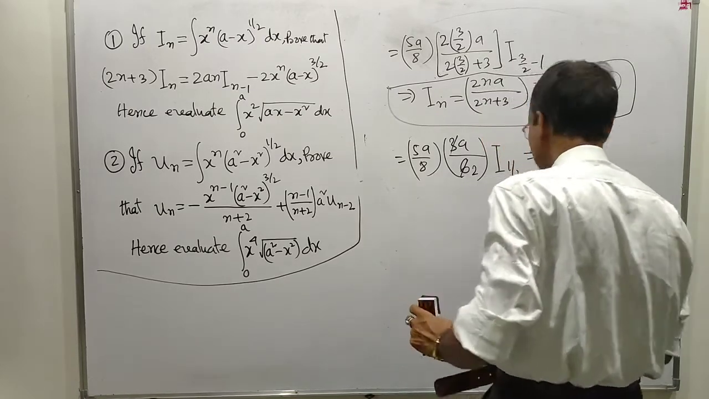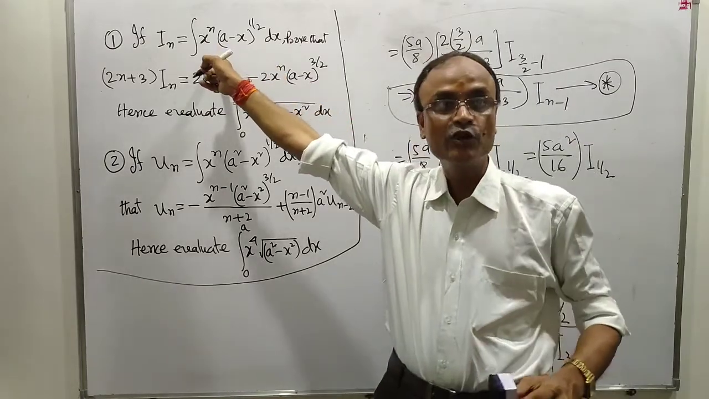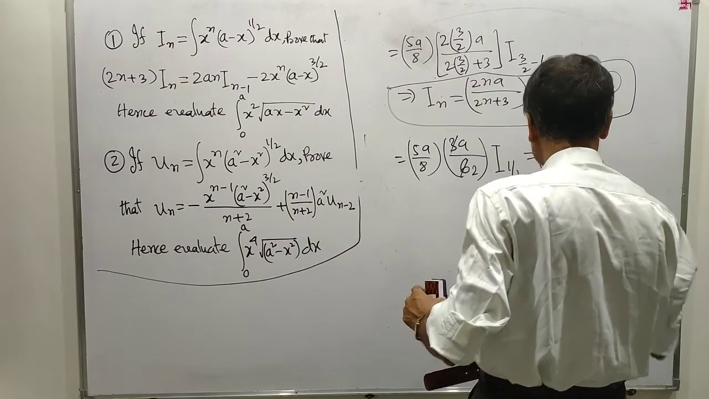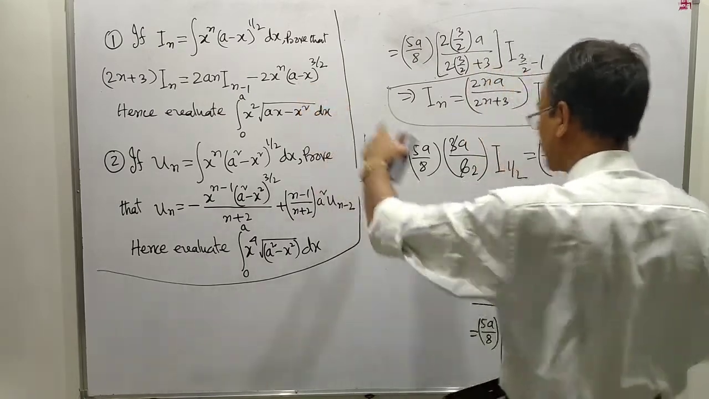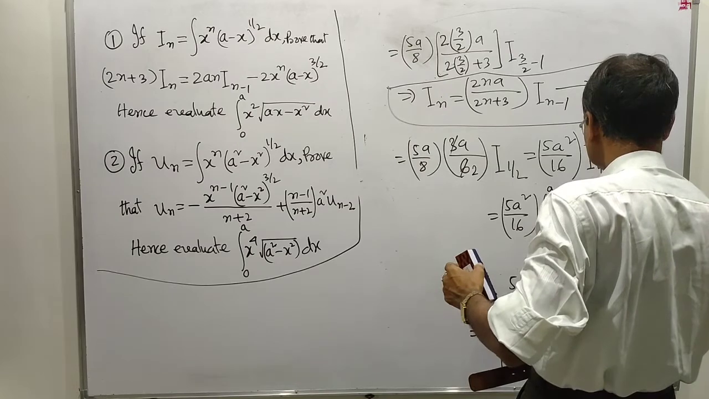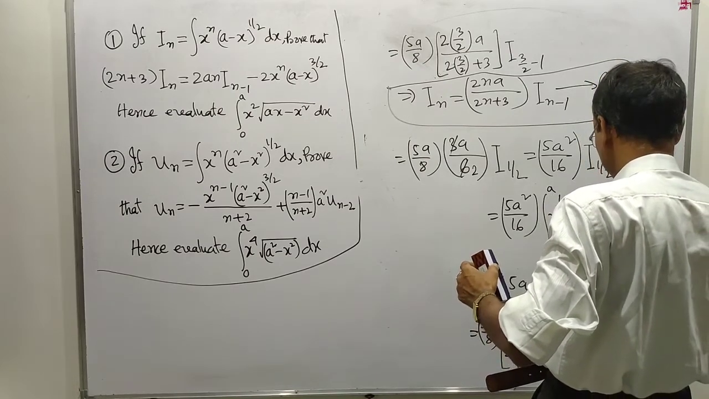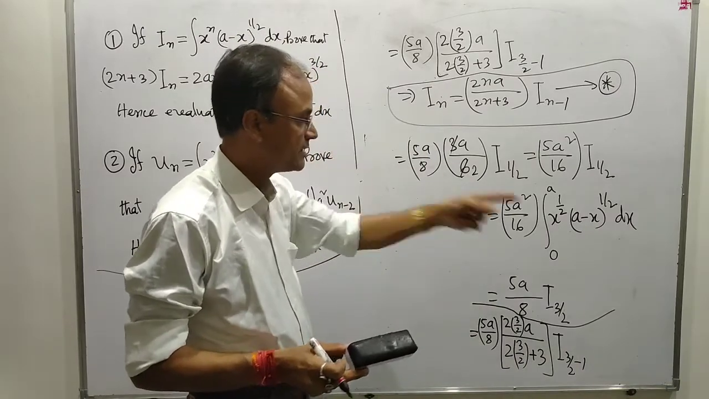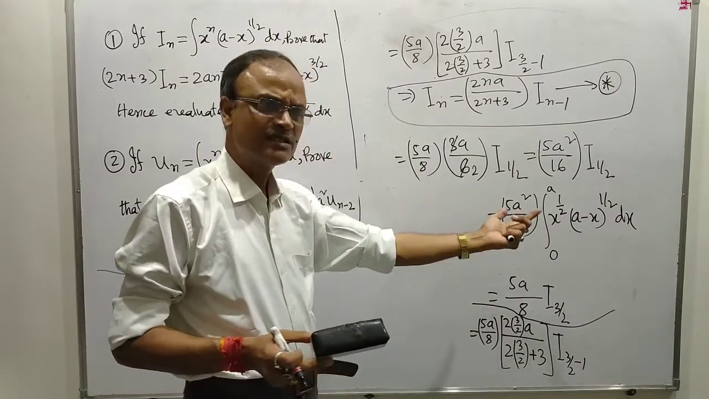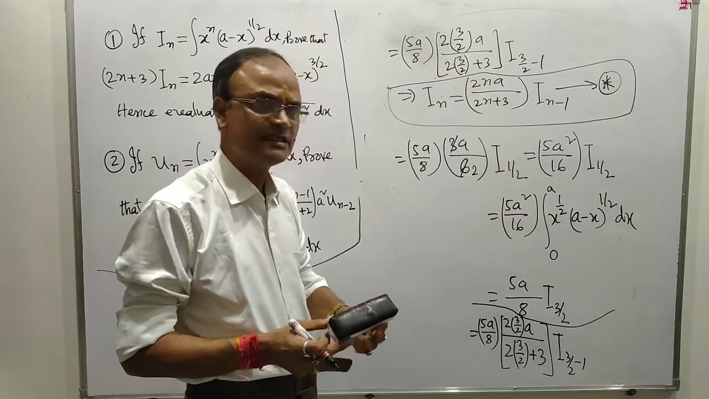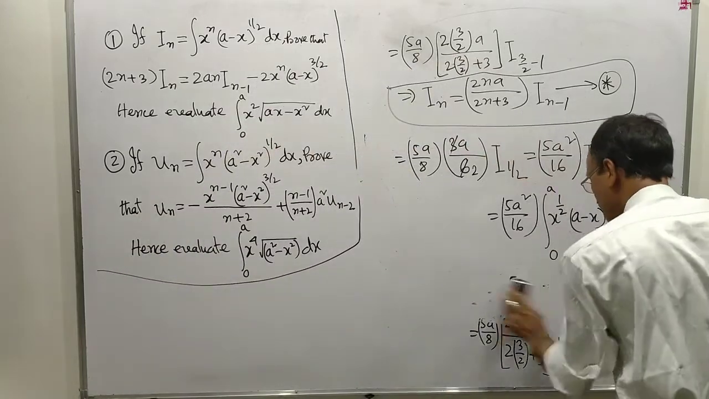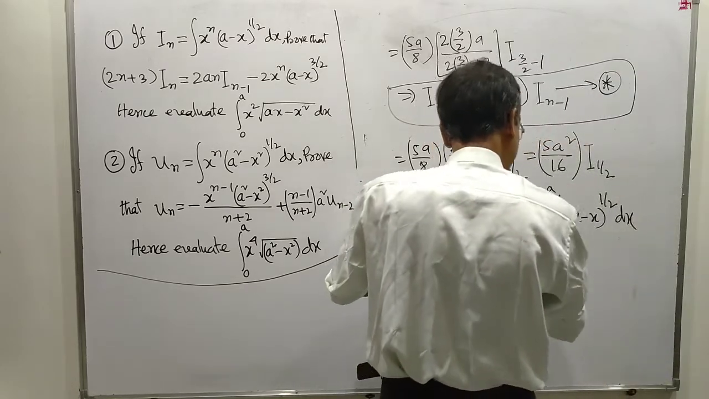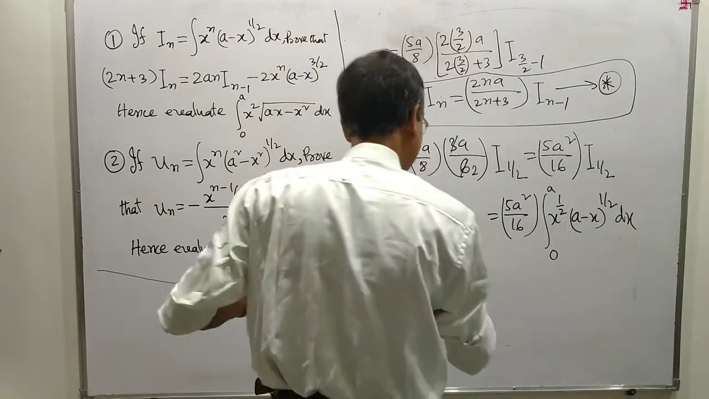integration 0 to a. In place of n, you will have to put half, x to the power half, and a minus x whole to the power 1 by 2. This can be integrated very easily. Now it is the required integral. This is the required integral.